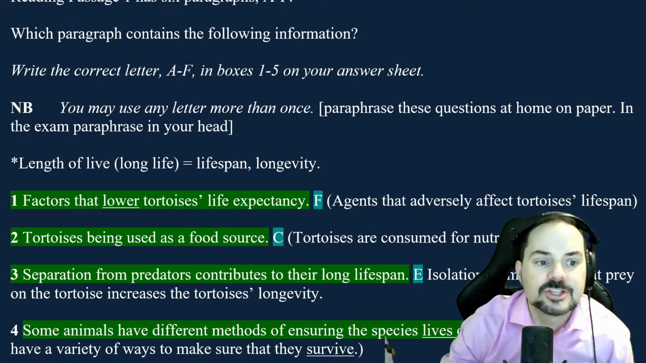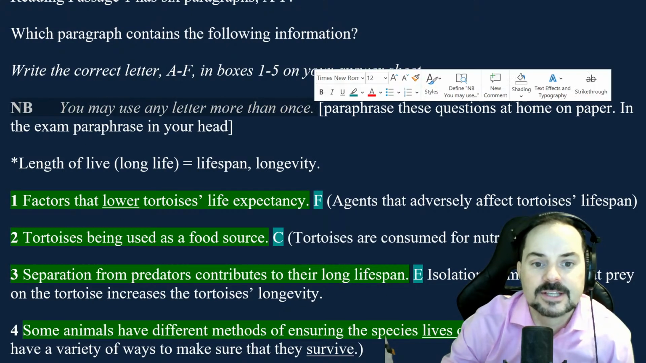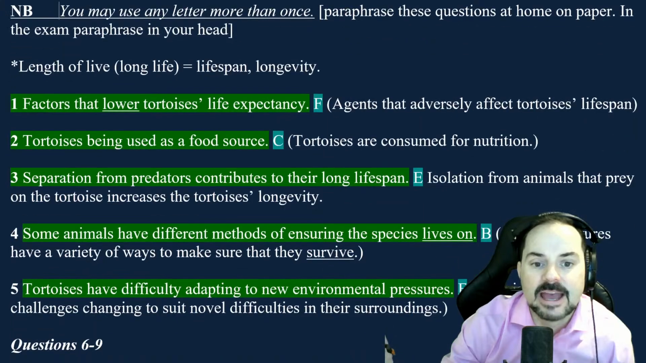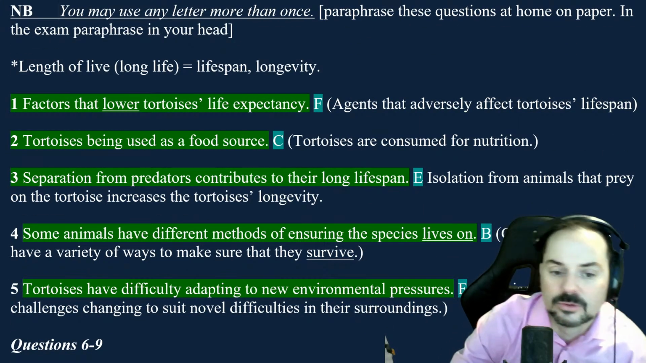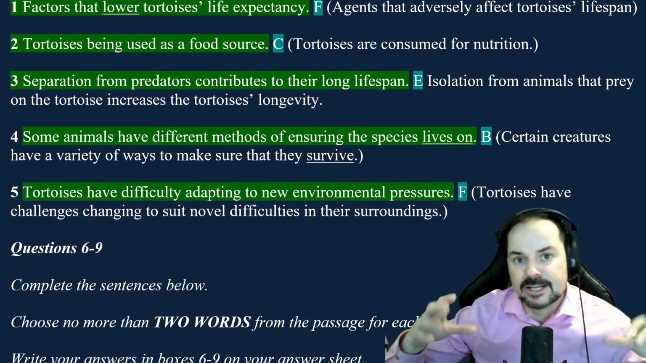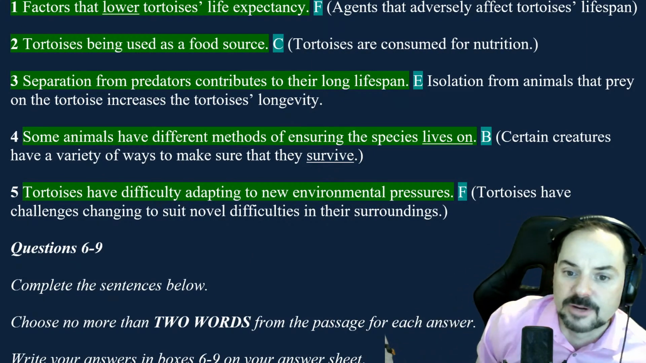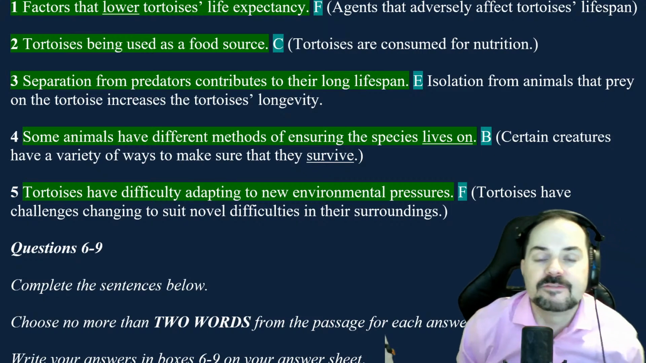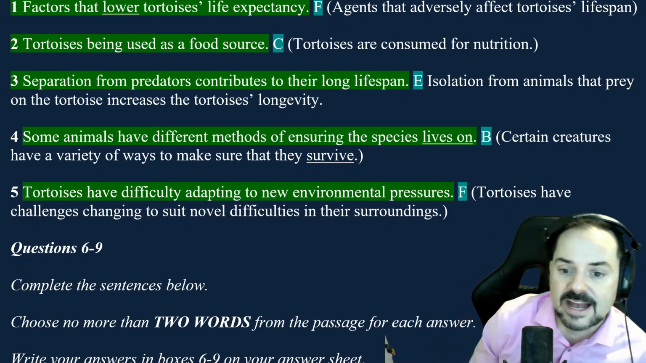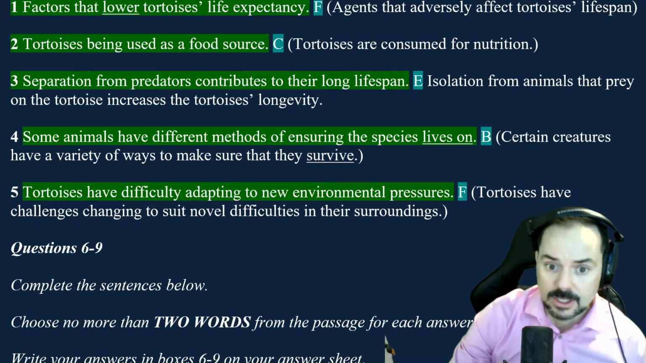So pay attention to these instructions in your IELTS exam that I'm highlighting right now. Note, by the way, you may use any letter more than once. So in this case, F is used twice. It's used for number 1 and for number 5. Absolutely. So you got it. You're confident. And see, when you visualize, when you know what each paragraph is about, then you're not only fast, but you're also confident. And it's those two that you want. You want to be fast and you want to be confident.